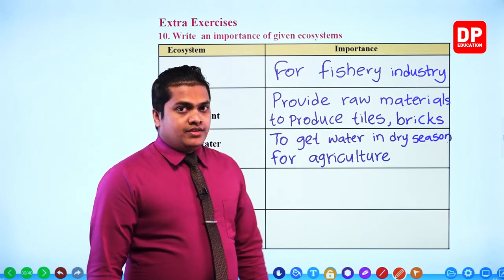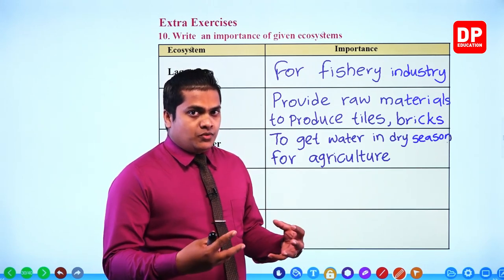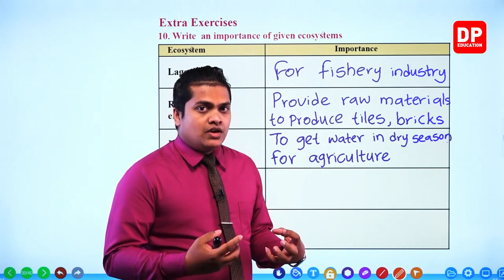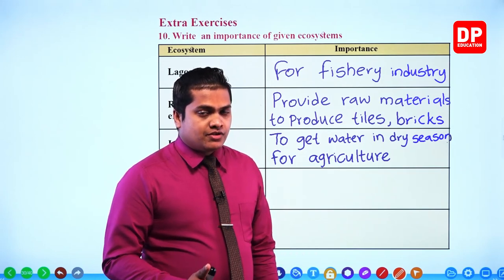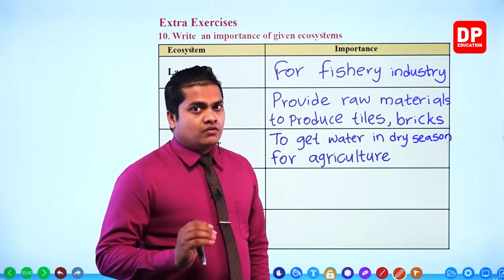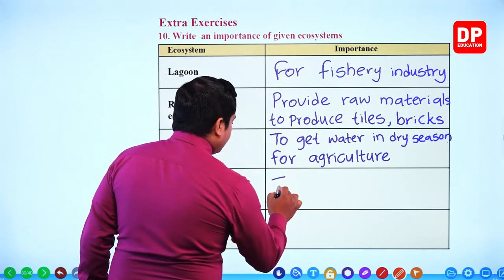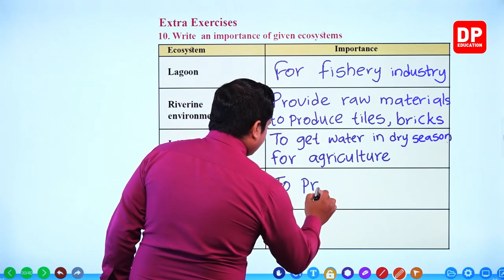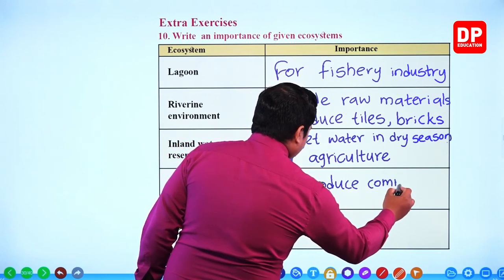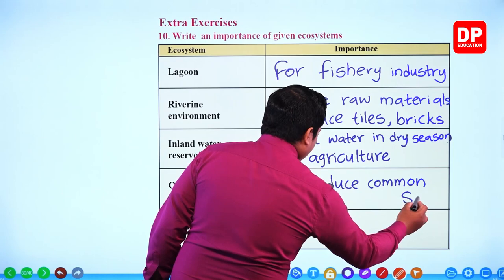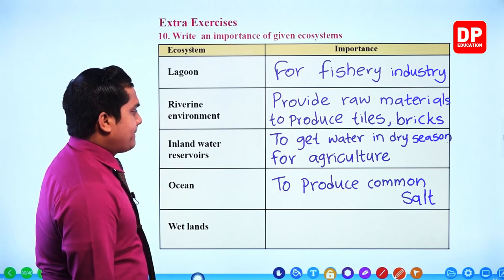Next one, ocean. The ocean contains different kinds of organisms, fishes. Most of the time we consume these fishes. So oceans are very important in the fishery industry, and as well, my dear children, by using ocean water we produce common salt. So we can write down: to produce common salt.